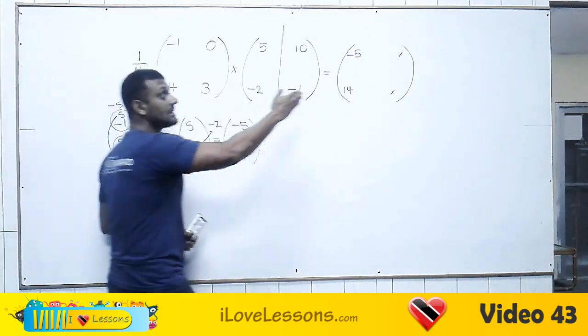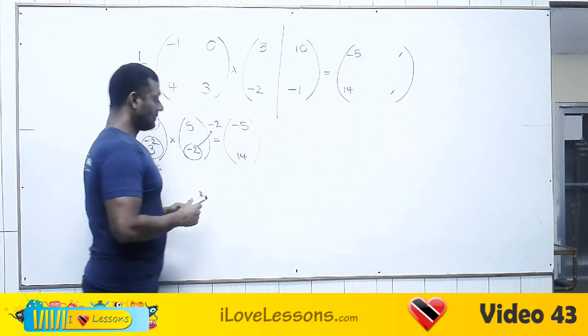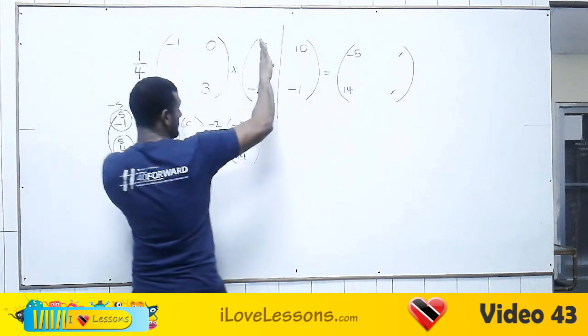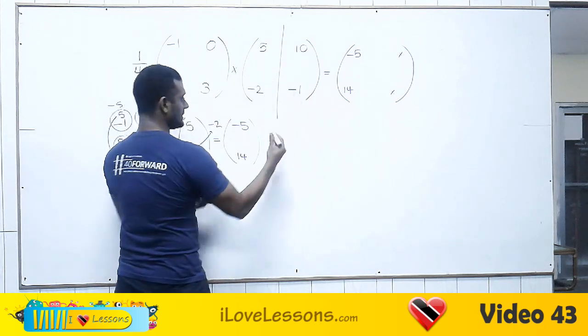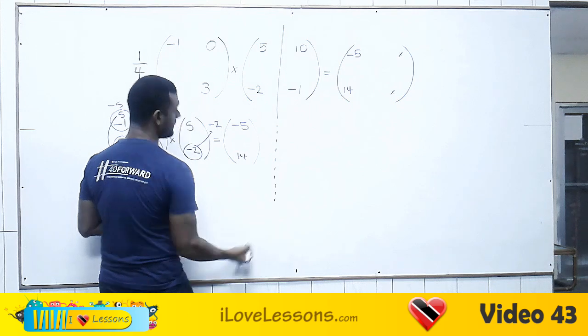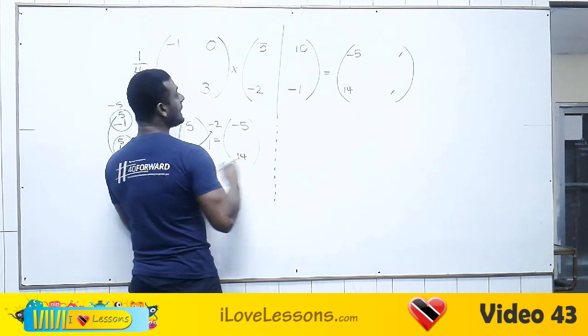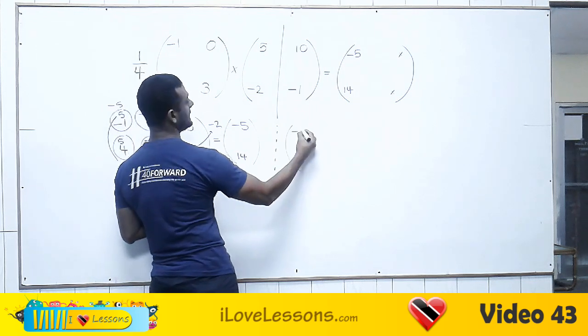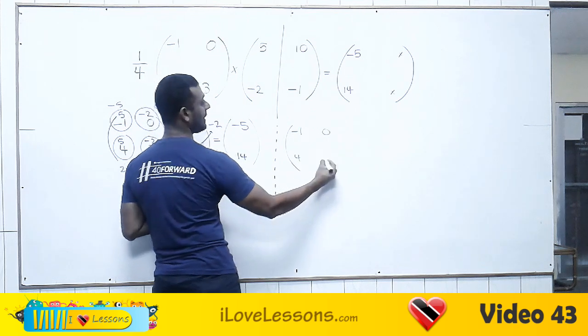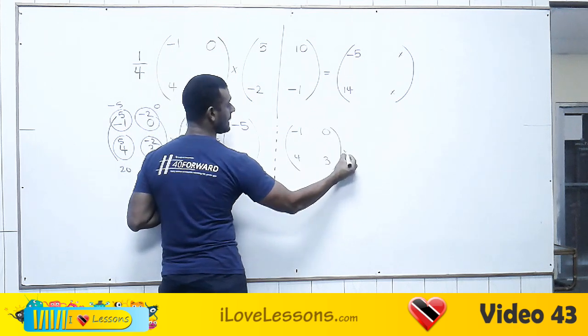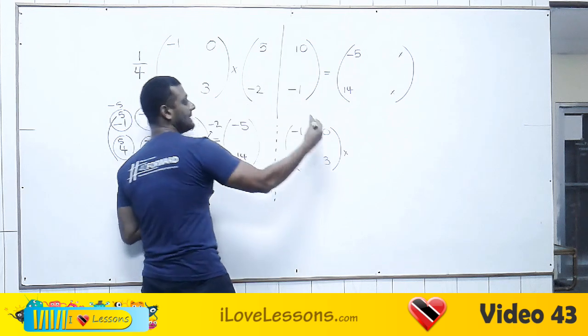To get the other 2 answers, well, we have to take the same matrix but multiply by the second half. So let's put a little division, a partition there. And we're going to take the minus 1, 0, 4, and 3 and multiply by the 10 and the minus 1.